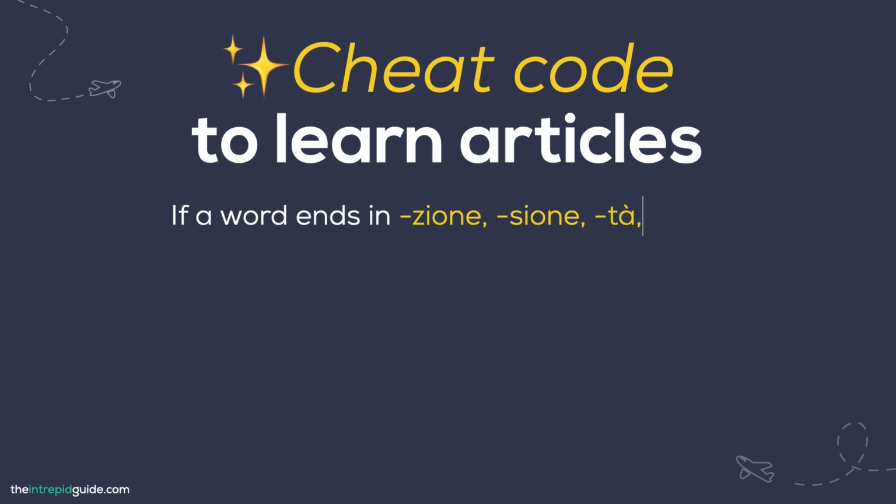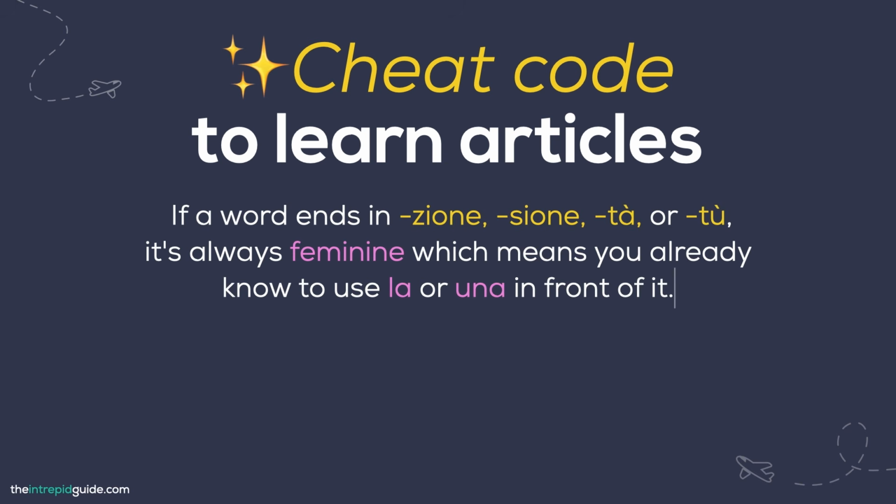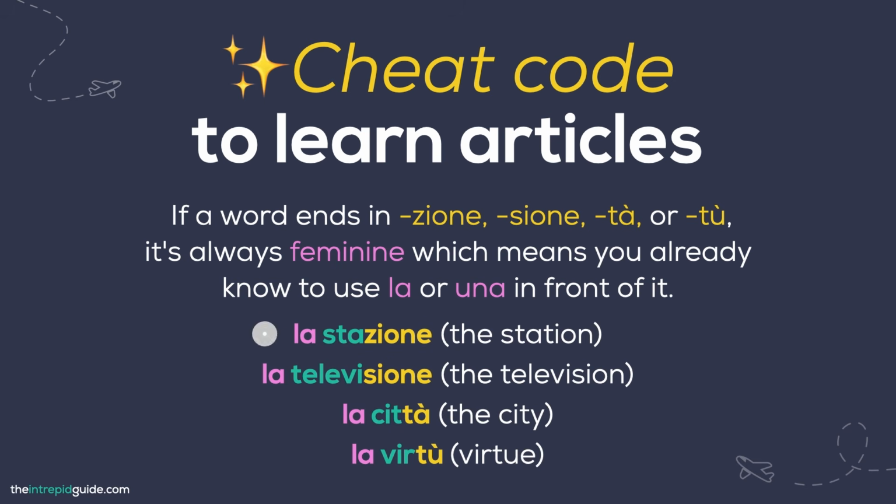Four Italian word endings tell you the gender automatically. If a word ends in Z-I-O-N-E, S-I-O-N-E, T-À with an accent, or T-Ù with an accent, it's always feminine, which means you already know to use either la for the and una for a in front of it. Take a look at these examples. La stazione, the station, la televisione, the television, la città, the city, la virtù, virtue.